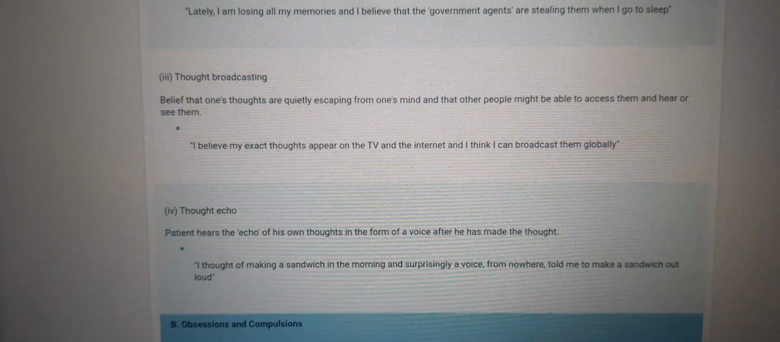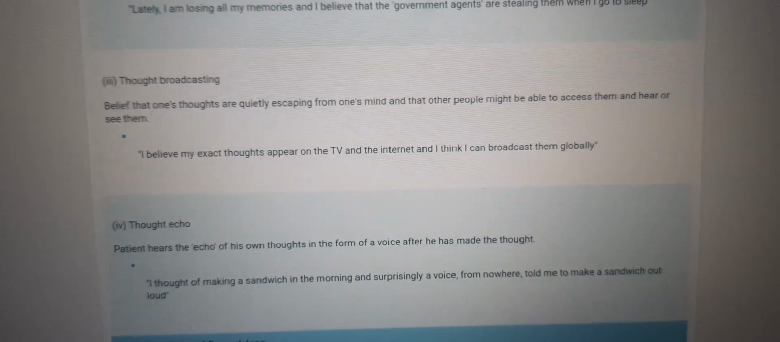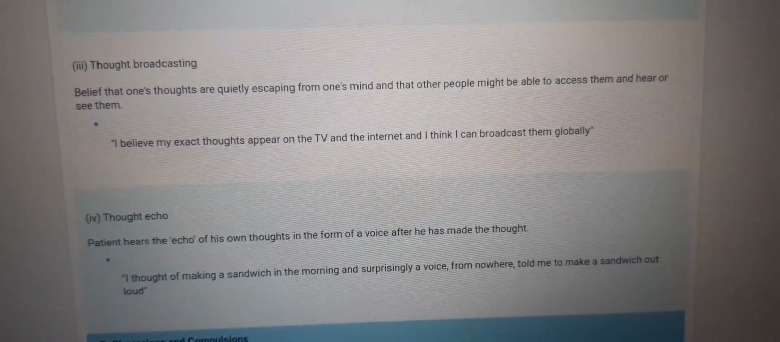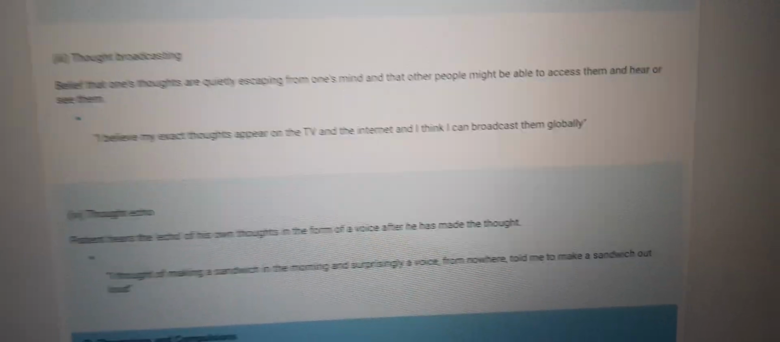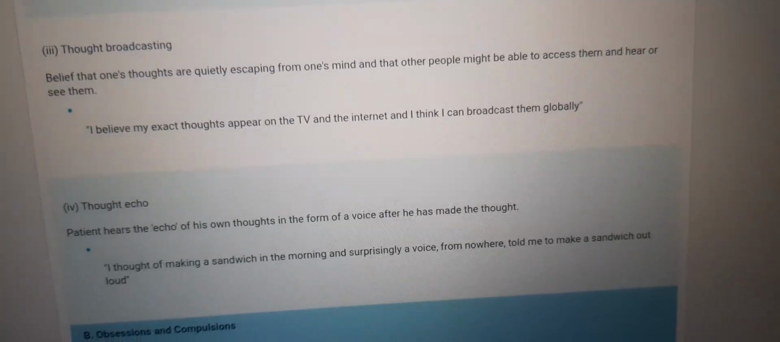Now comes thought echo. The patient hears the echo of his own thoughts in the form of a voice after he has made the thought. Like, "I thought of making a sandwich in the morning, and surprisingly, a voice from nowhere told me to make a sandwich out loud."